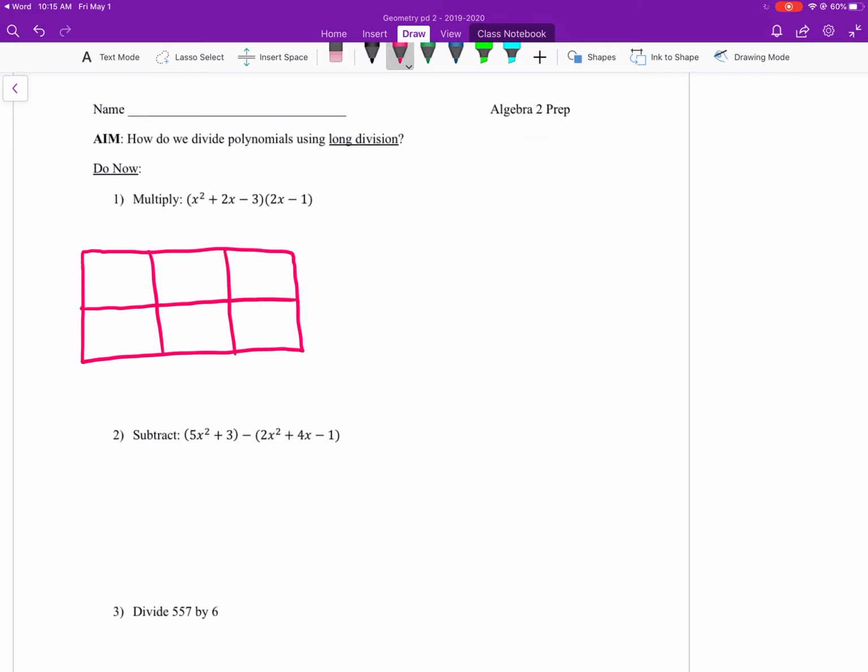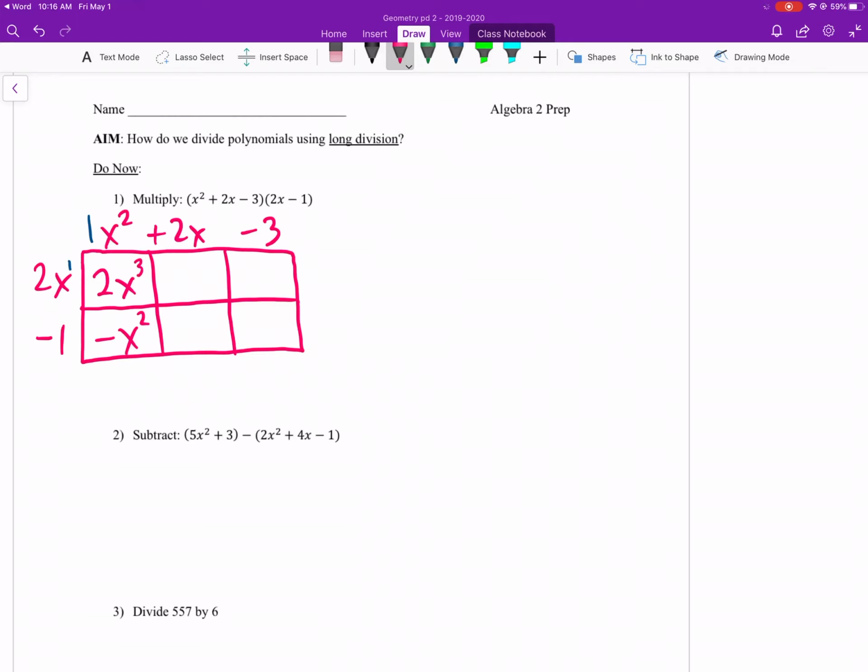I'm going to write our trinomial along the top, so we have x squared plus 2x minus 3 and 2x minus 1. So x squared times 2x is 2x to the third power. Remember, there's a couple invisible ones there. We have an exponent of 1, a coefficient of 1. We have x squared times negative 1, which just changes the sign of the x squared, so it's negative x squared.